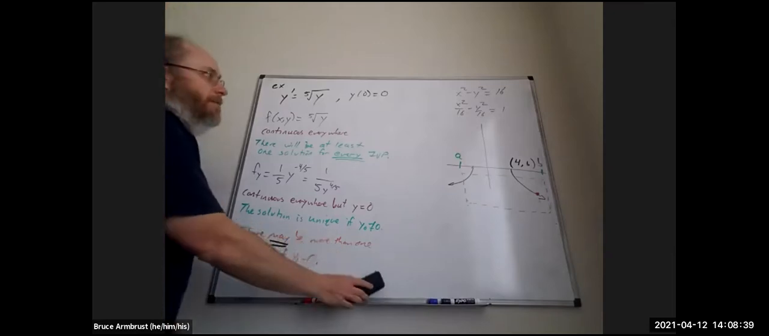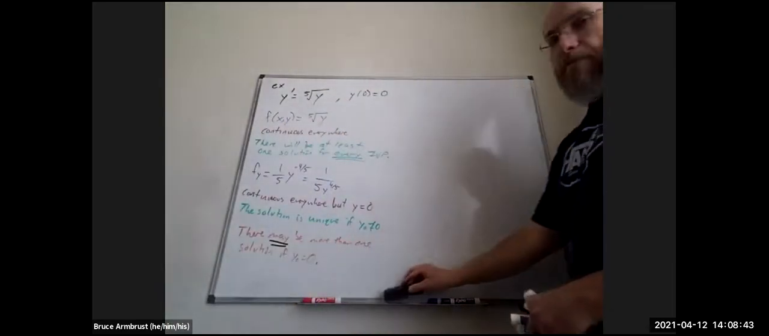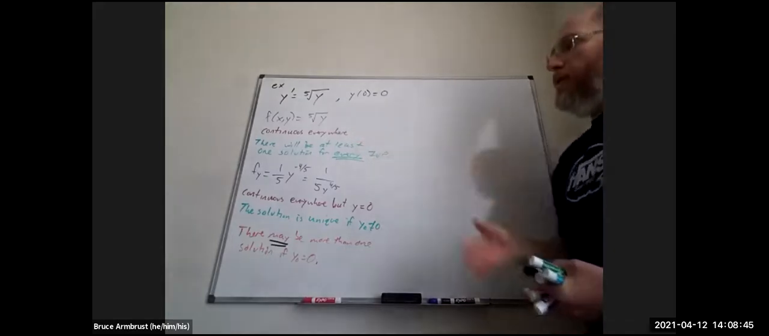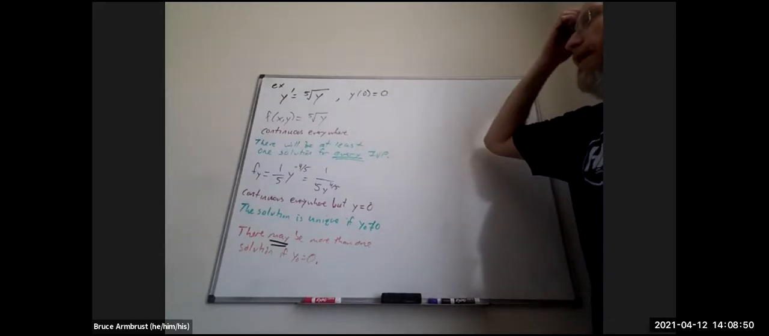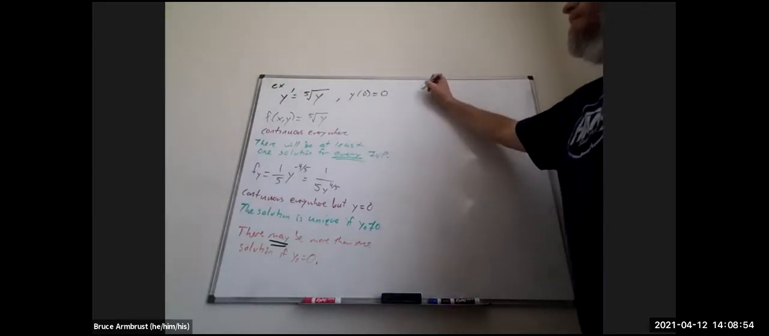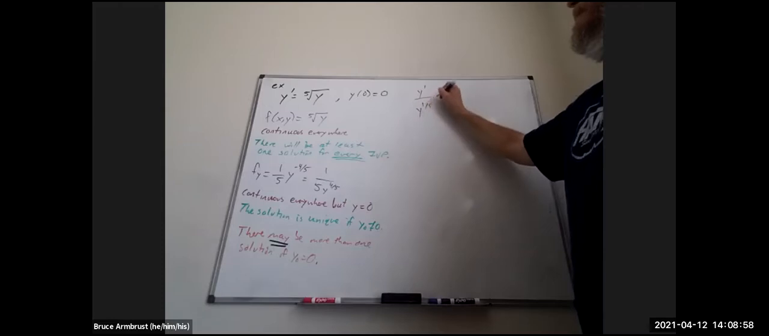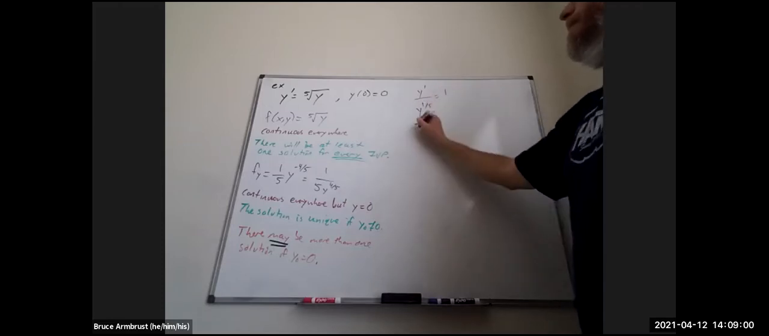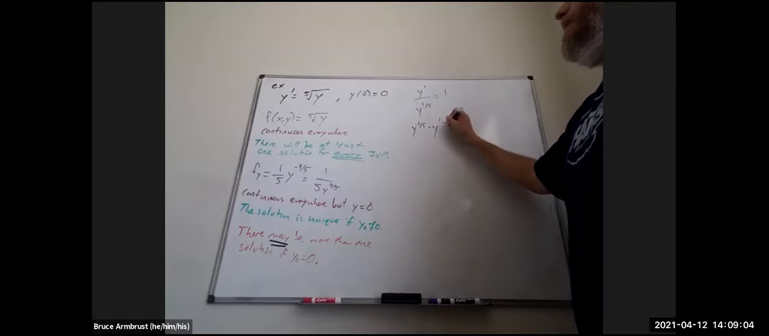Well, let's see if we can go ahead and solve it though. So this is another one we're going to do by separation. If I move that y to the 1/5 down below, this is y prime over y to the 1/5 equals 1. So that's y to the minus 1/5 times y prime equals 1.